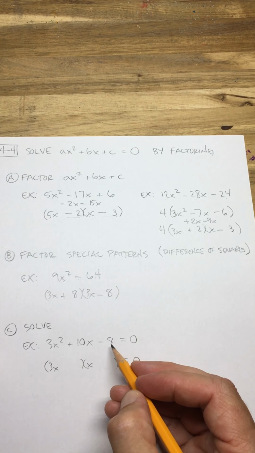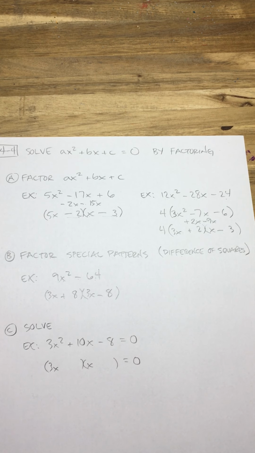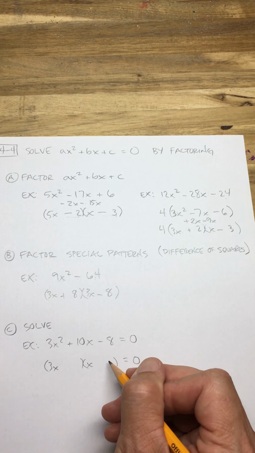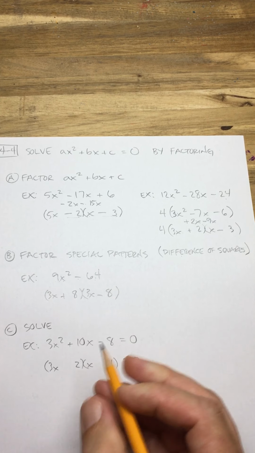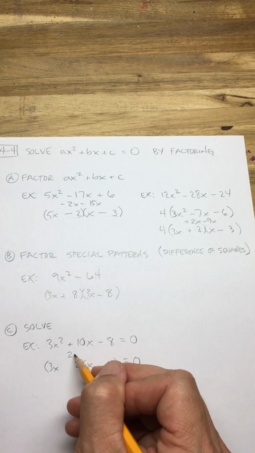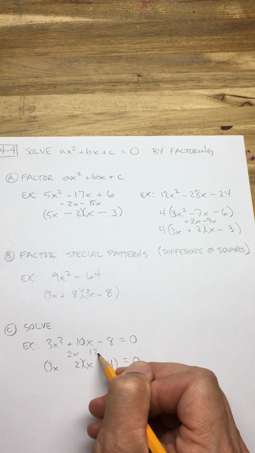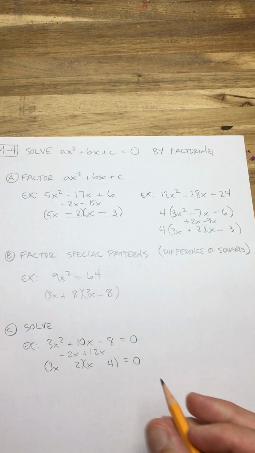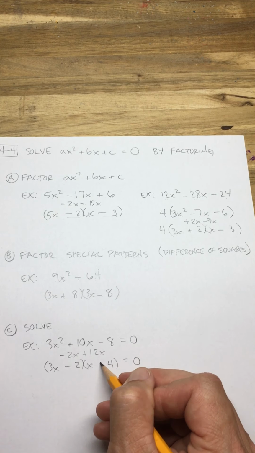Okay, what times what gives me 8? First thing I thought of is 4 and 2. But when I saw the 4, I figured, well, 3 times 4, okay, I'll put the 4 here, and I'll put the 2 here, because watch this. That's 2x. That's 12x. I'm trying to get 10x, so that's a positive 12 minus a 2, okay? So the minus goes here, the positive goes here.